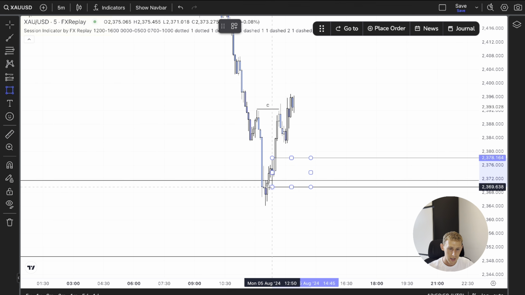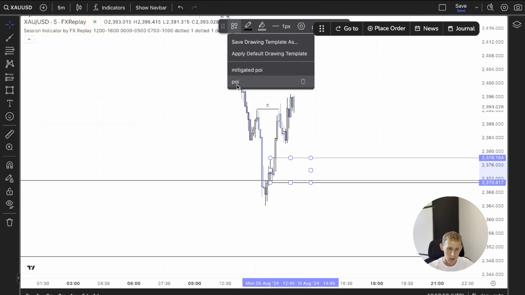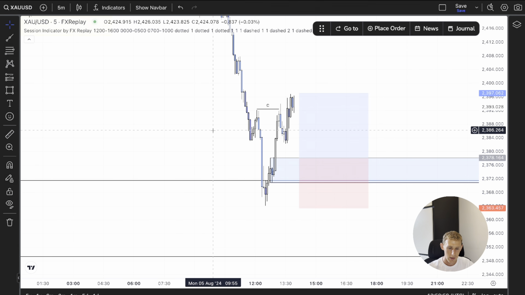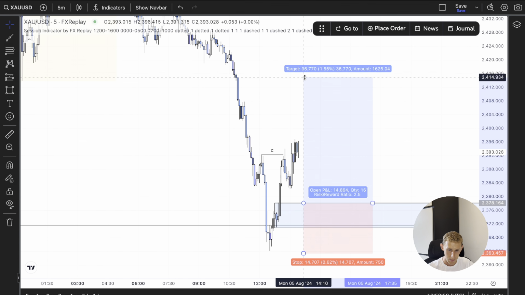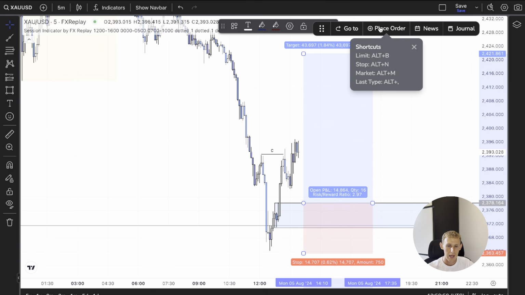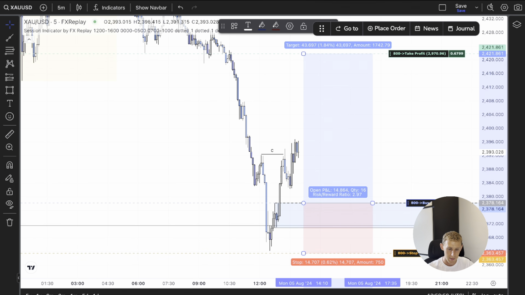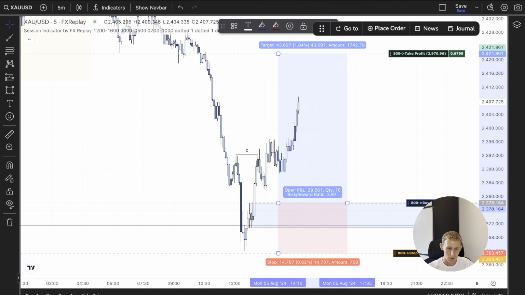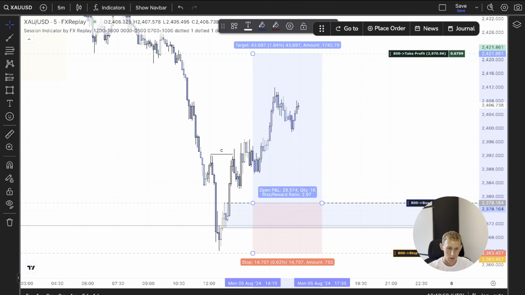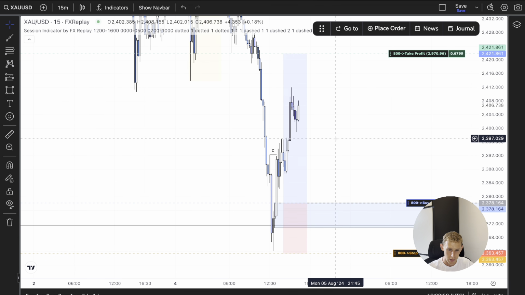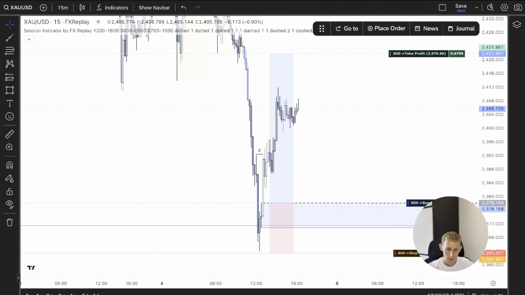In terms of entries, I would look to enter from this demand, seeing this low as liquidity above it. So if we set the limit here, stops just below the low, and we'll go for a 1 to 3. Obviously, if it keeps pushing up, we can look for a different entry, but as of right now, this is a valid entry. Yeah, it doesn't look like it's coming back down there, to be honest. I'm going to keep it for now.